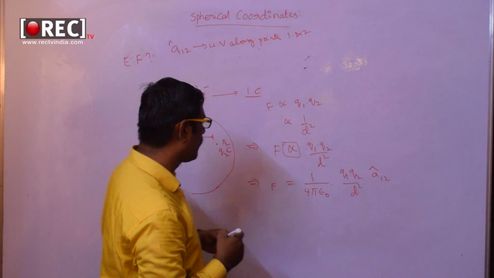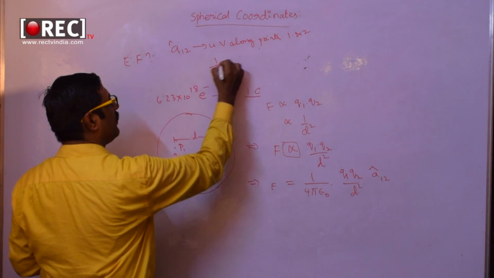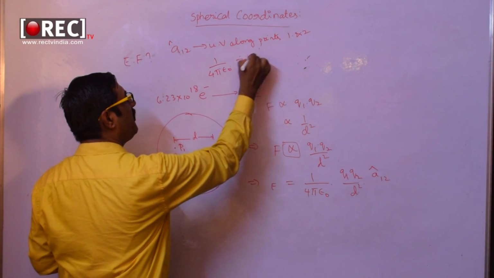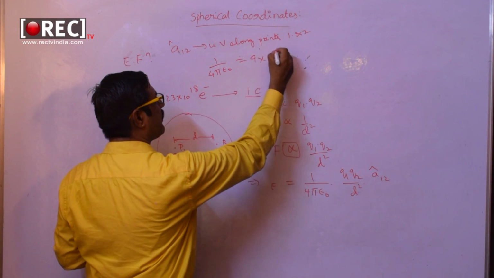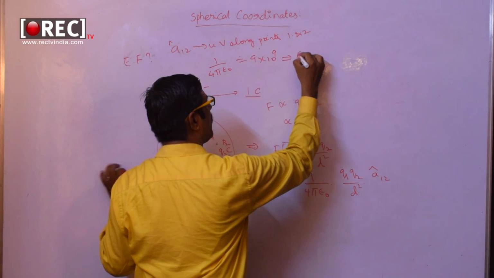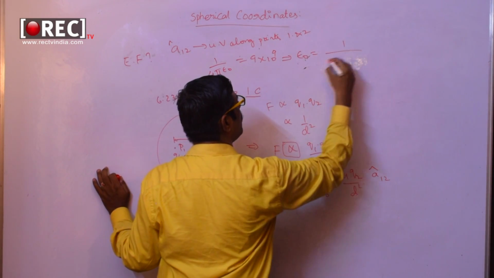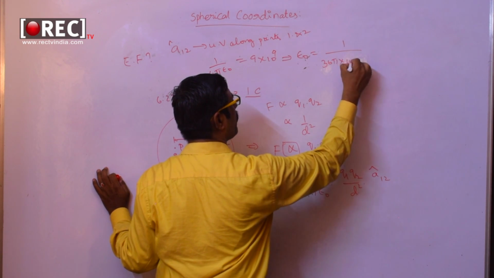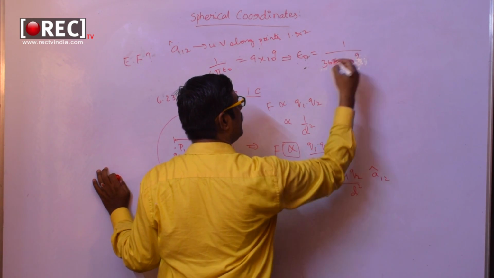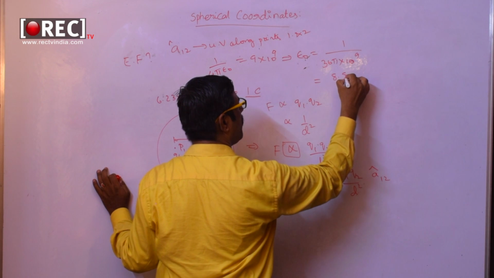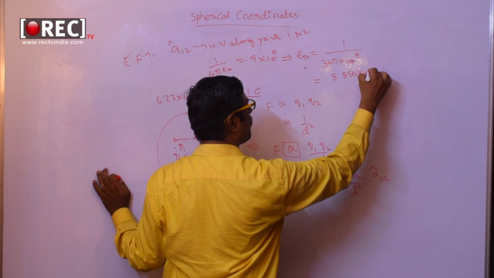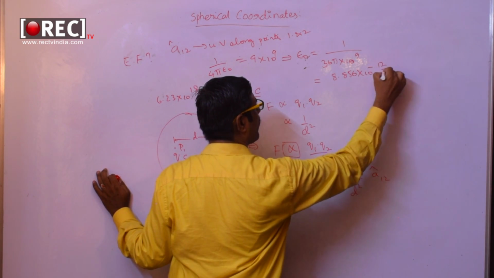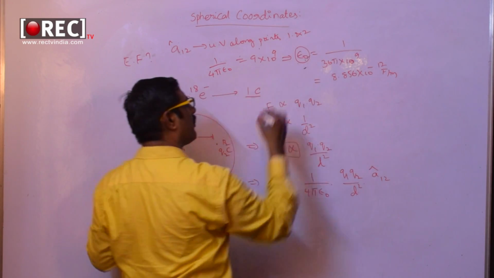And what is 1 by 4 pi epsilon naught? It's a constant, and its value is given by 9 into 10 to the power of 9. And from this, I can get the value of epsilon naught as 1 by 36 pi into 10 to the power of 9, and we will be getting this value as 8.856 into 10 to the power of minus 12 farad per meter. Now, what is epsilon naught called?